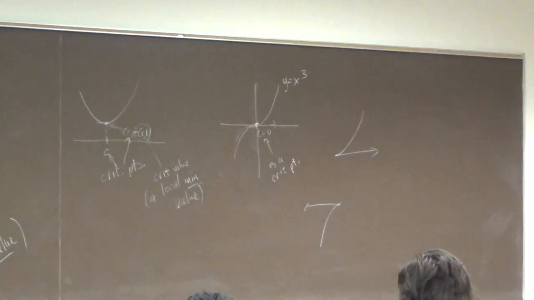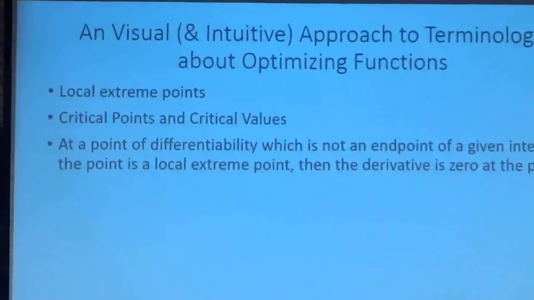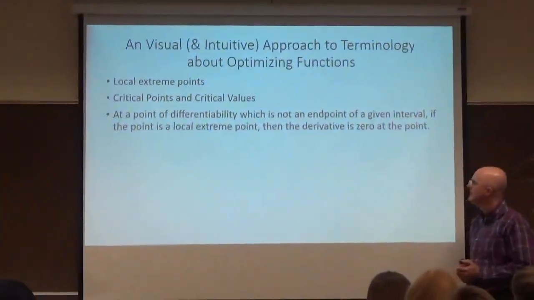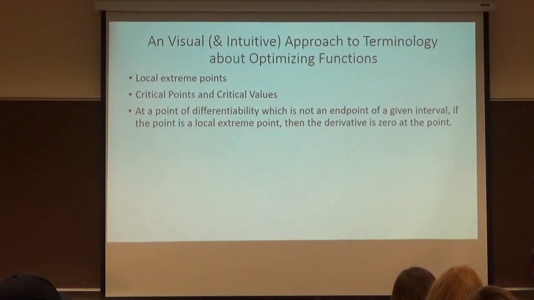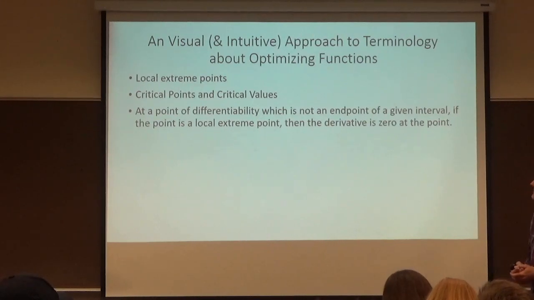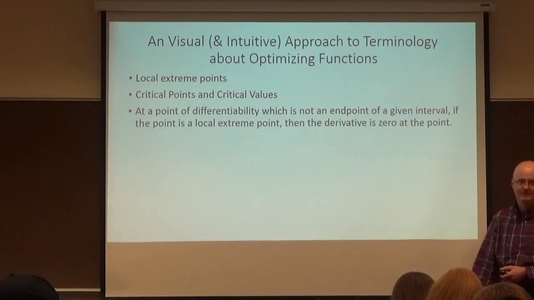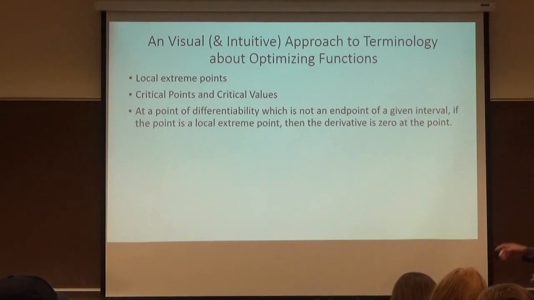Coming back to the screen here, so I've already talked then about critical points and critical values. Here's essentially a theorem. At a point of differentiability, remember what differentiable means, it means the derivative exists, which is not an endpoint of a given interval that happens to be the domain you're thinking about. If the point is a local extreme point, either a local max or a local min, then the derivative will be 0. Okay, the tangent line will be horizontal.